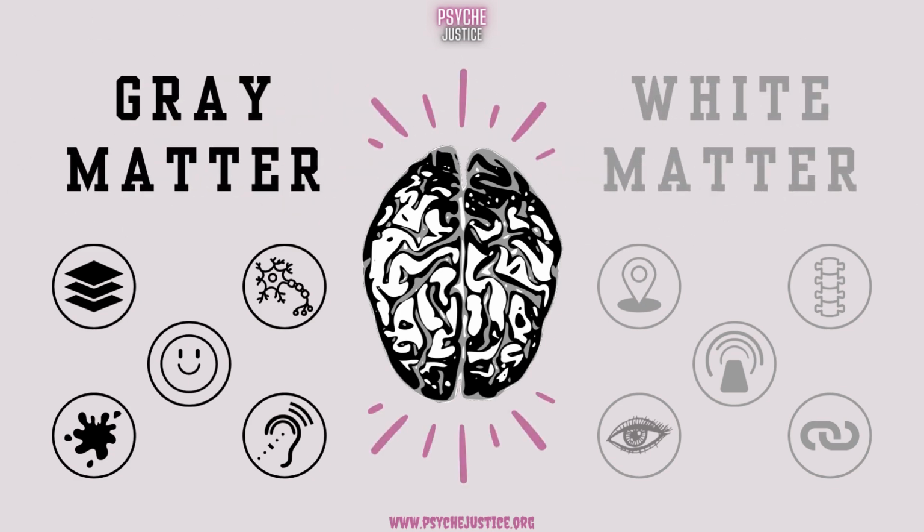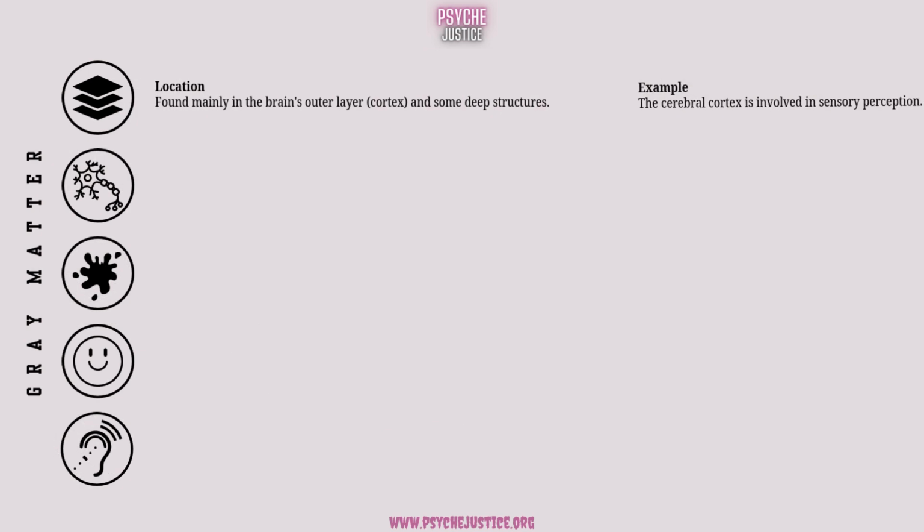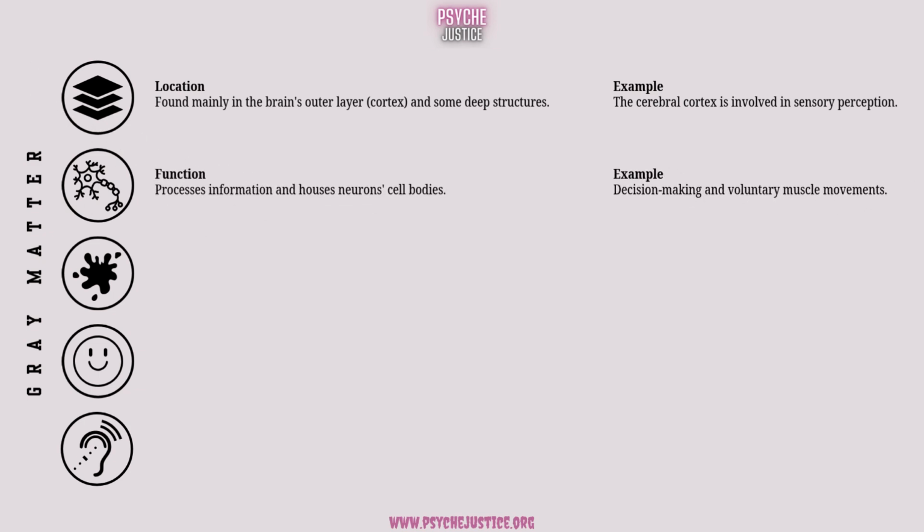Gray matter versus white matter. Gray matter is found mainly in the brain's outer layer, cortex, and some deep structures. For example, the cerebral cortex is involved in sensory perception. Gray matter processes information and houses neurons' cell bodies. For example, decision-making and voluntary muscle movements.